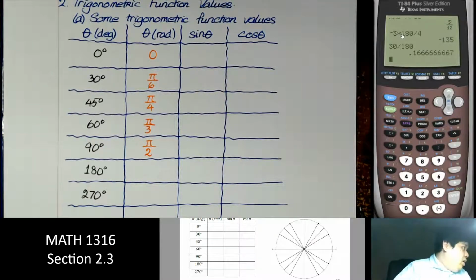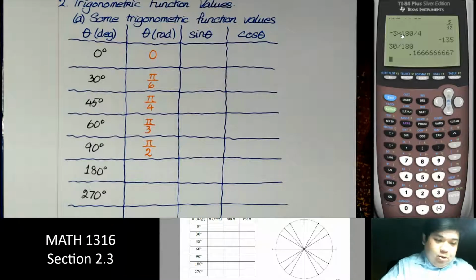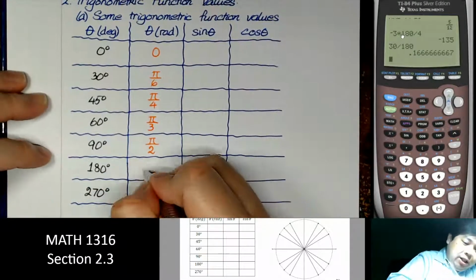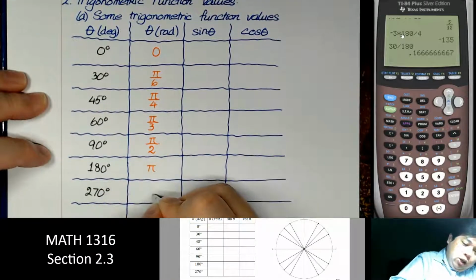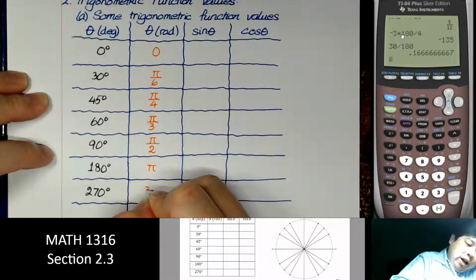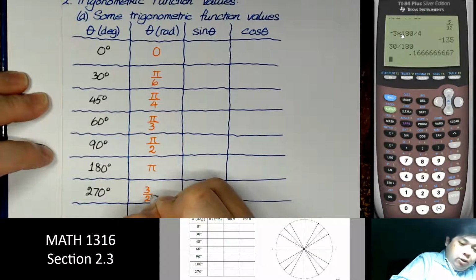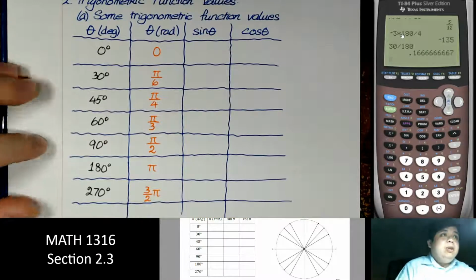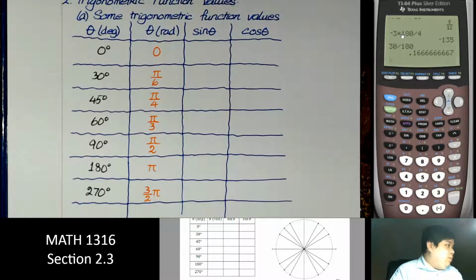Right. I make it a little bit darker so it's easy to see. I hope. Right, that's better. And 180 degrees is a pi. 270 degrees is 3 pi over 2. So we have those values.